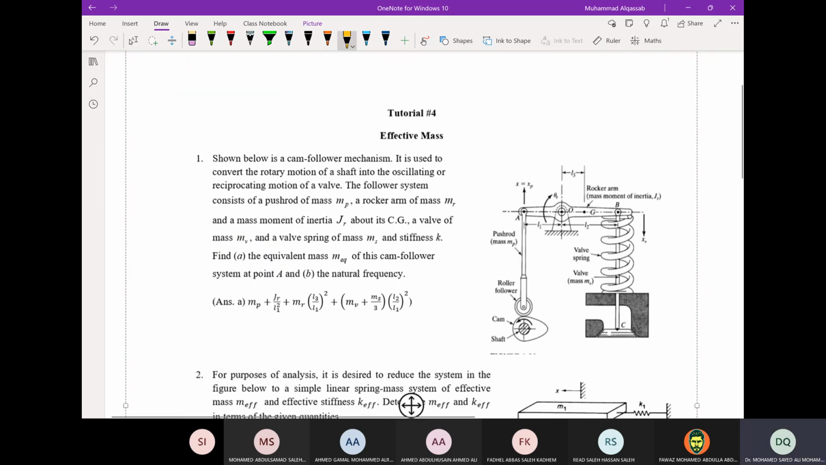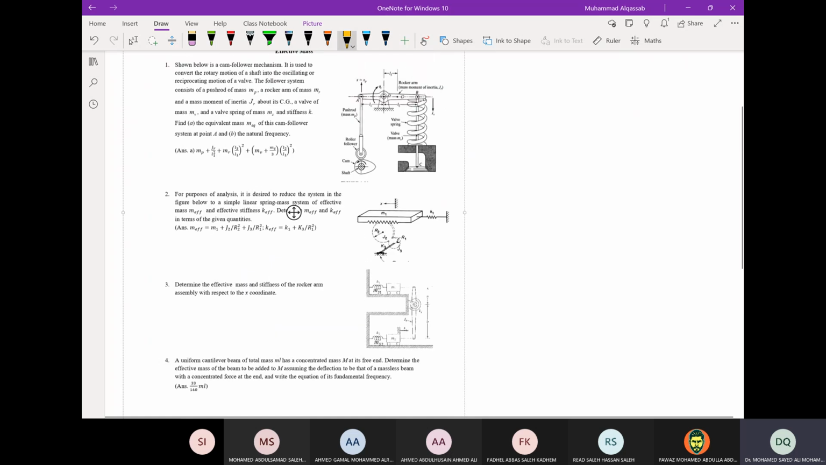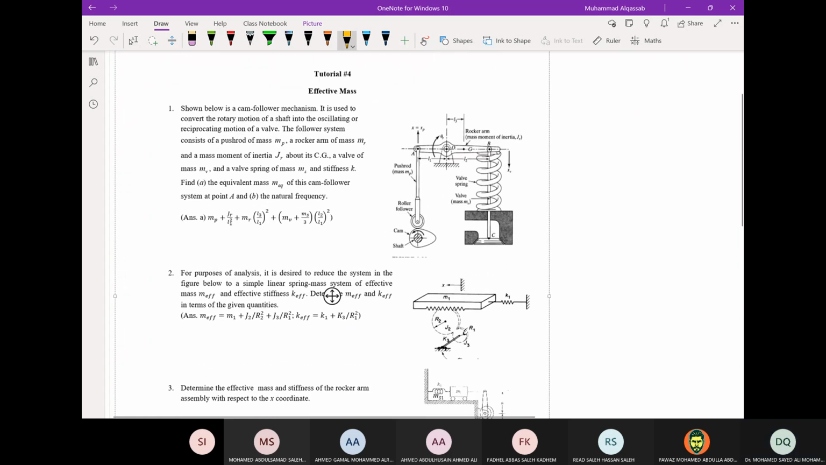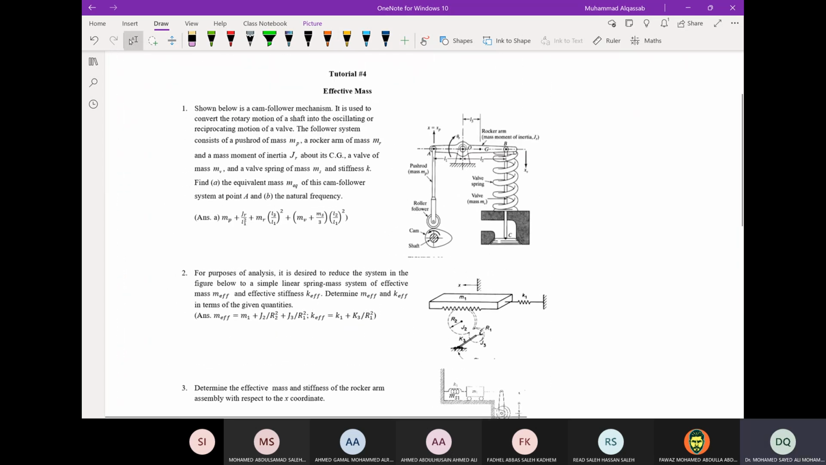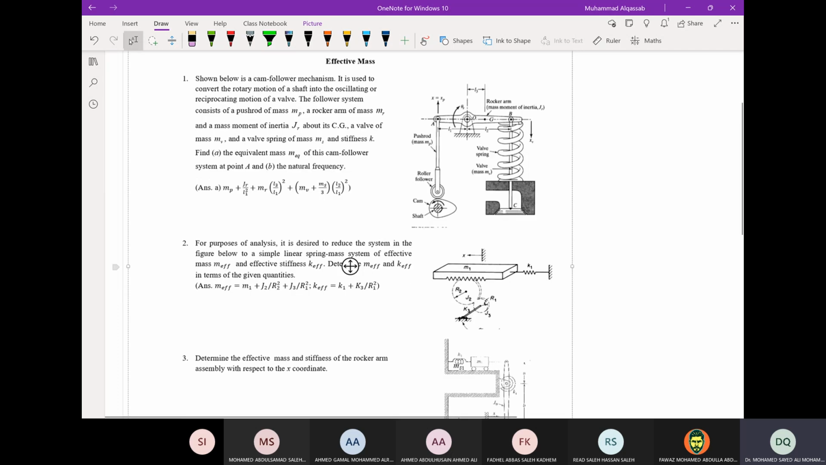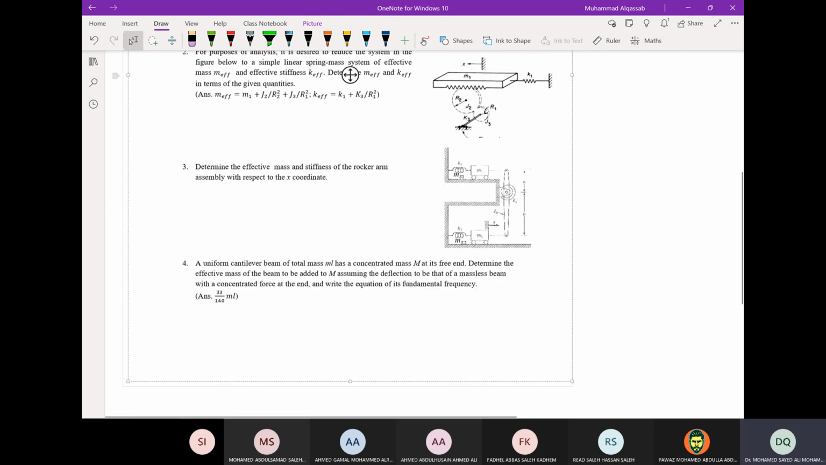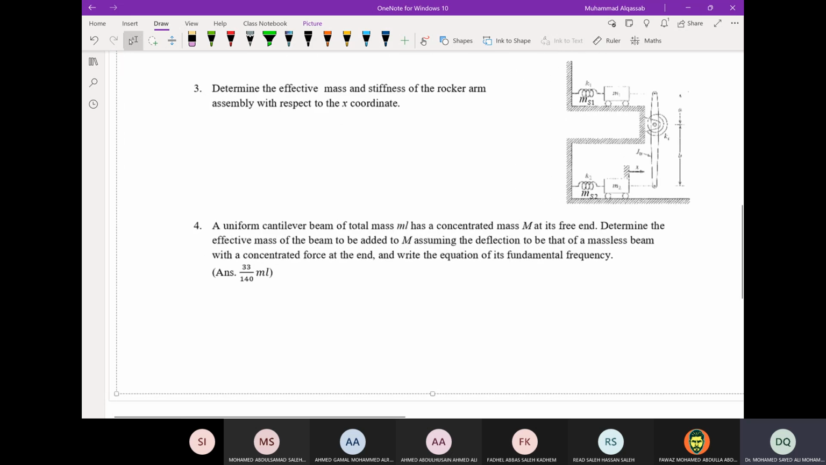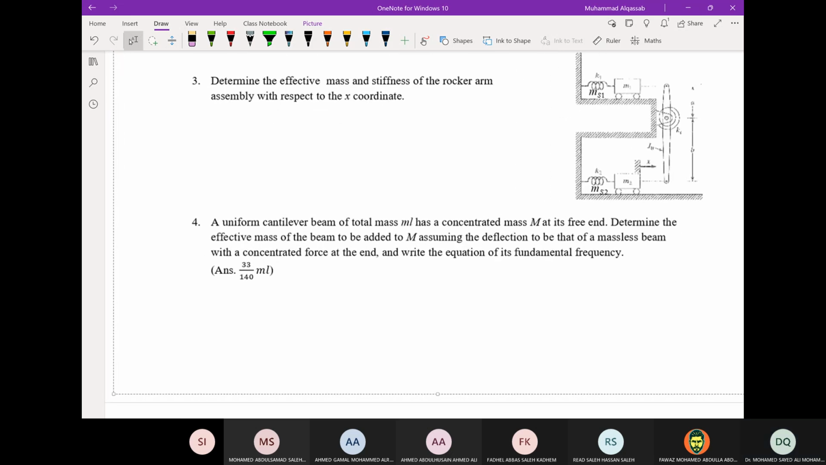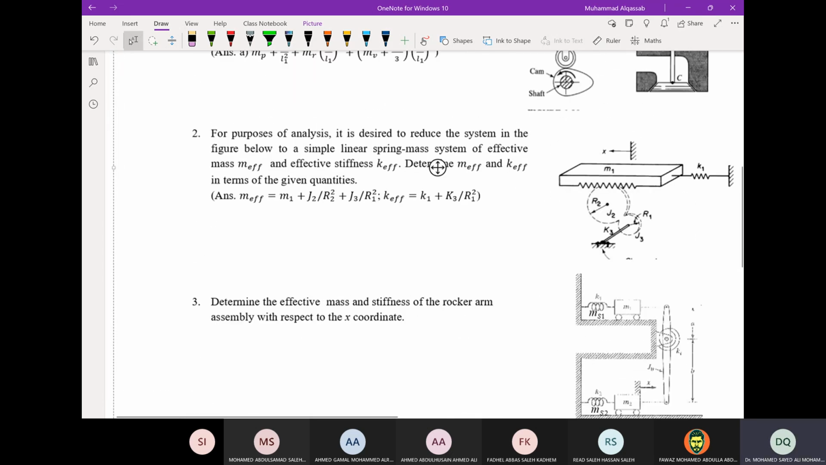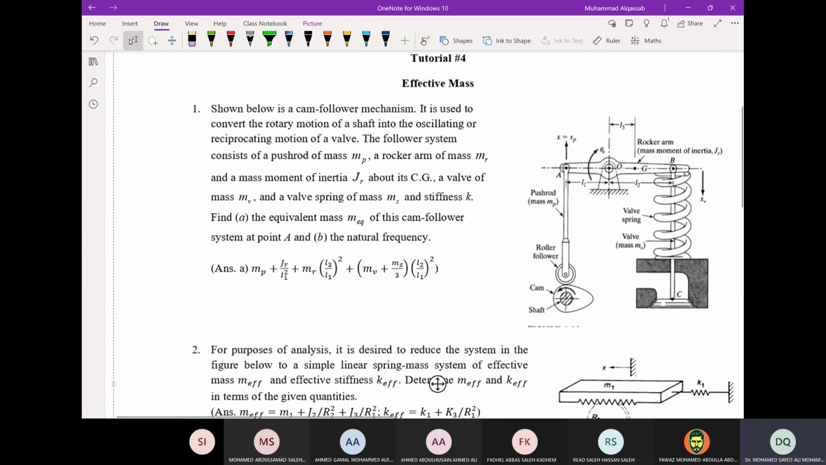we have 4 questions. Any questions so far? Okay, we have 4 questions in tutorial 4. 3 of them are about discrete mass systems, and question 4 is about a cantilever beam. So for the remaining time, let me just go through this quickly.